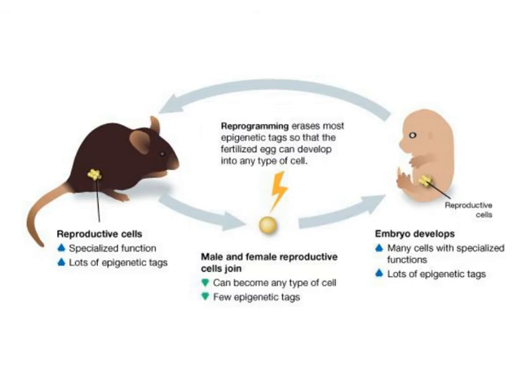Now, as soon as that fetus is formed, its own cells will differentiate, epigenetic tags will be added, which will limit the types of cells they can become. However, when that individual grows up to become a mature adult mouse and it produces sperm or eggs, again, those epigenetic marks will be removed so that those cells can once again fuse and become essentially any cell in the mammalian body.